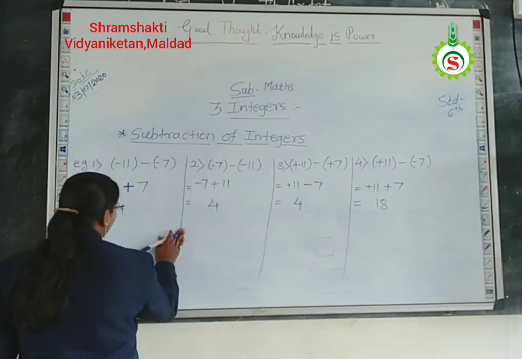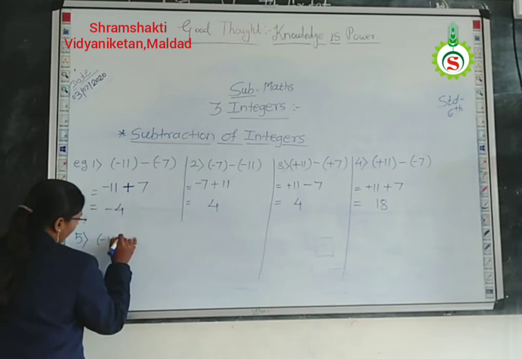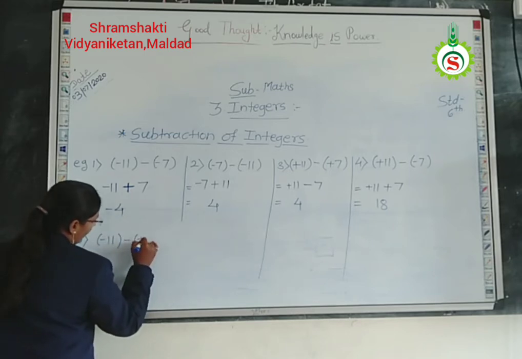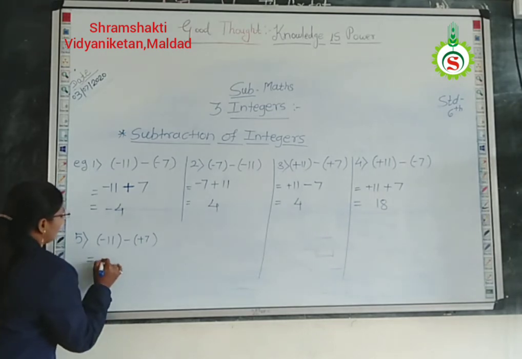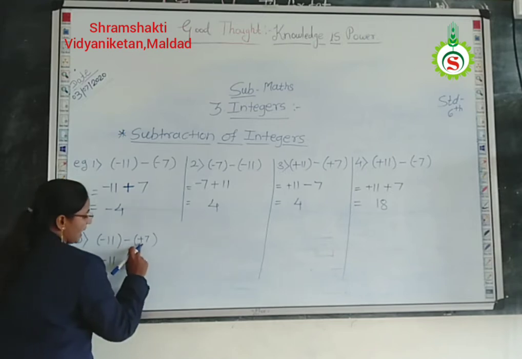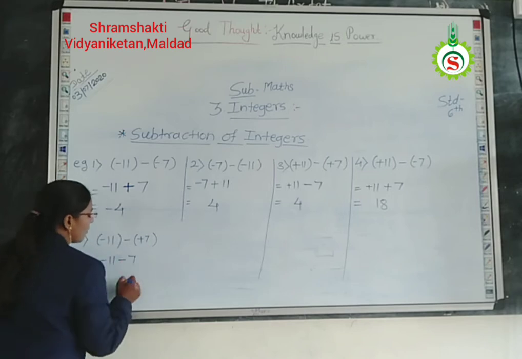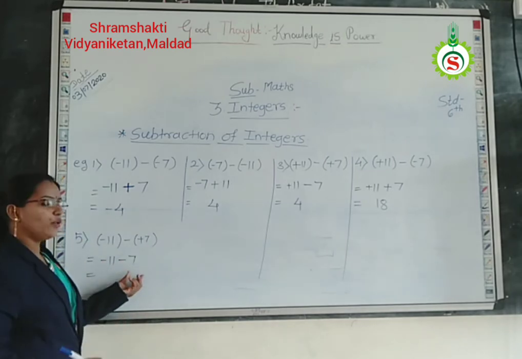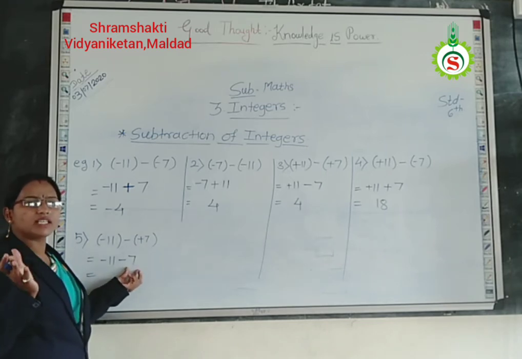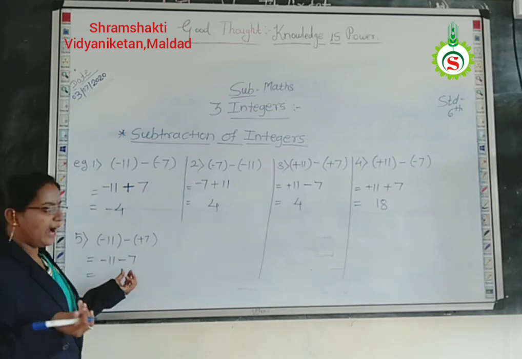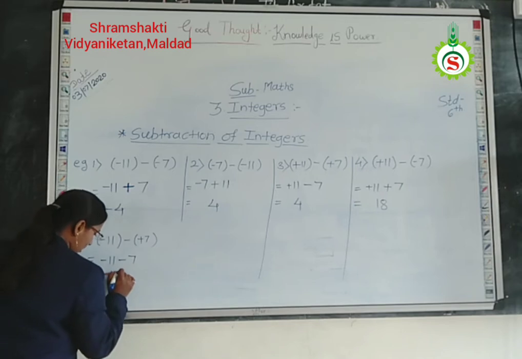And the last example, example number 5 is like this. Minus 11 minus plus 7. In this case, take minus 11 as it is. Now change the sign. Minus plus become minus. Take 7 as it is. Now we know the rule of addition. What is that rule? When the sign of both the integers are same, then we carry out addition. Then minus 11 minus 7 become minus 18.